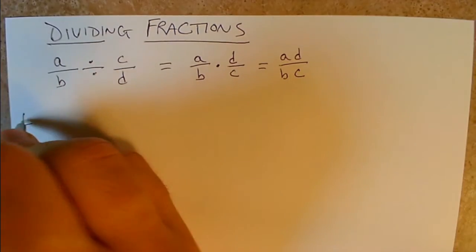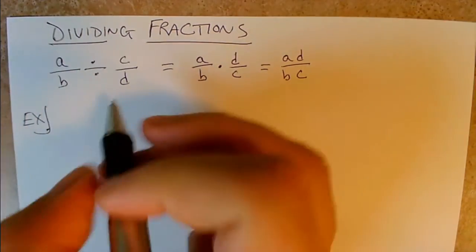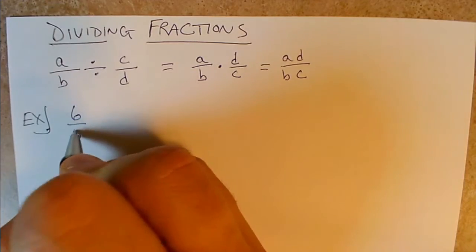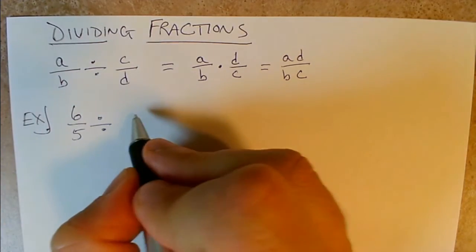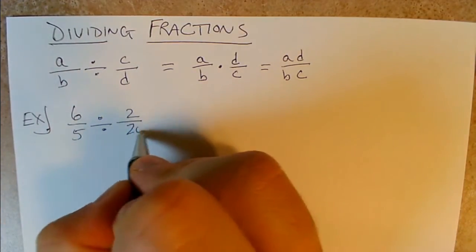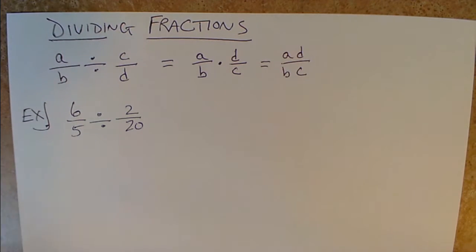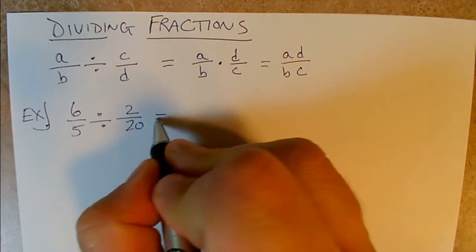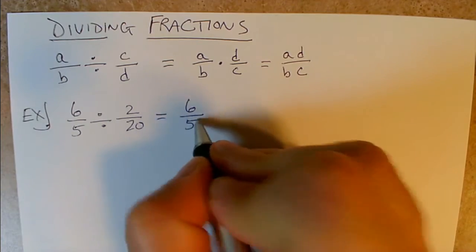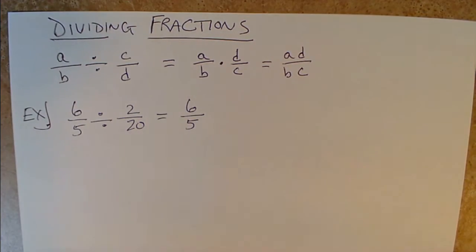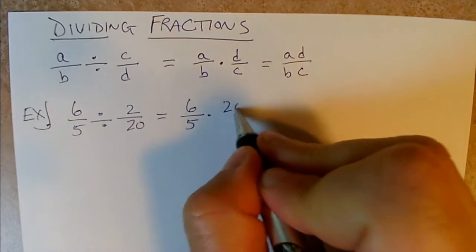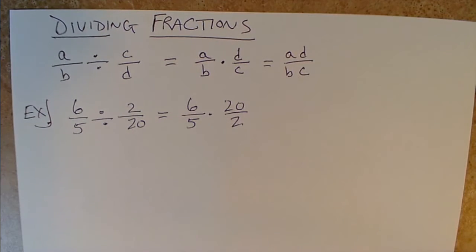So let's look at an example with numbers. Let's do 6 over 5 divided by 2 over 20. Now, just starting out, I noticed that 2 over 20 has a common factor of 2 that I can cancel. It gives me 1 over 10, but we'll worry about that in a bit. First, let's just get the hang of what is new in this video, which is that I want to take that second fraction and flip it upside down like that, and it turns into a multiplication problem.